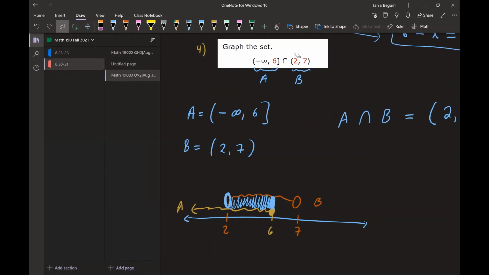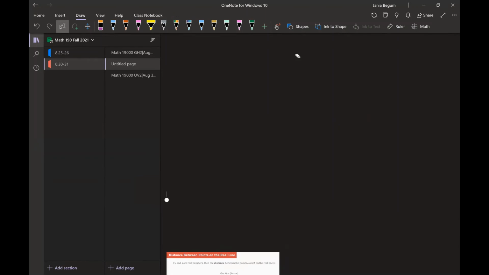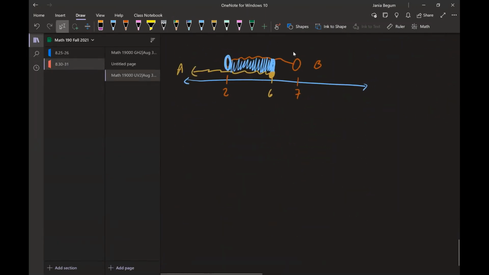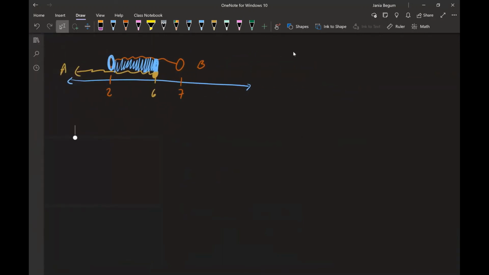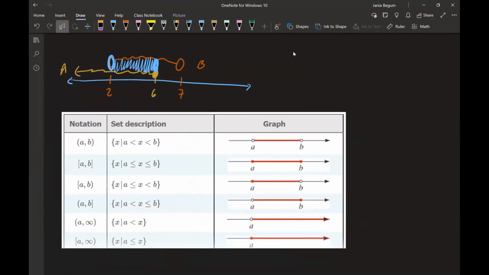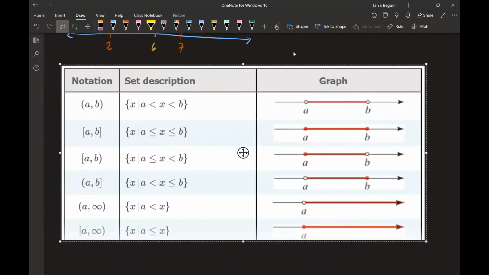Okay. Now I do want to show you guys this image. This pretty much breaks down how to draw these sets when you have infinity in the picture and when you're just looking at a closed set or just an open set. So this is how you would draw specific sets.